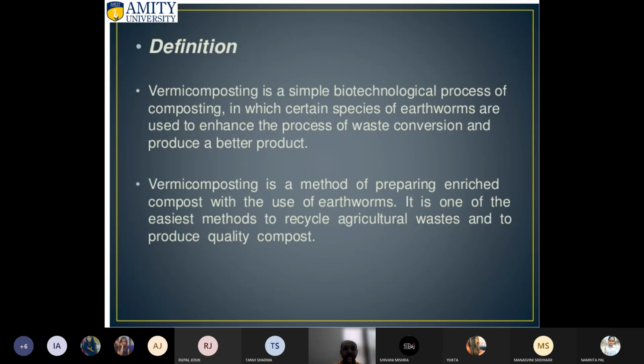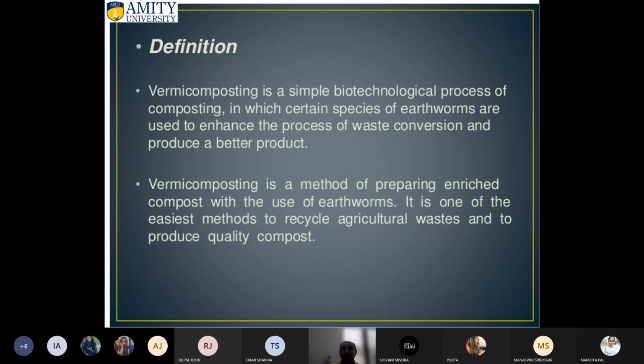So vermicomposting is, I would not say, a biotechnological process, though there is utilization of worms. Biotechnology's definition is using microbes for the benefit of mankind. So vermicomposting is a simple process of composting in which you do not need to take care of any secondary factor, just need to take care of the worms and your work is done.